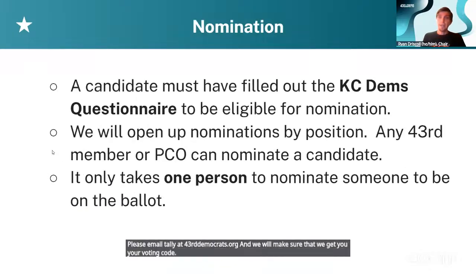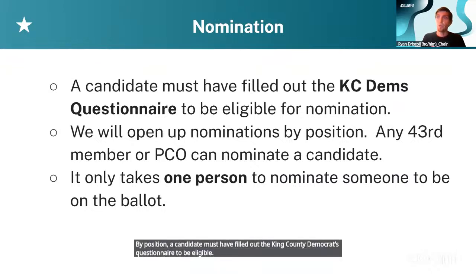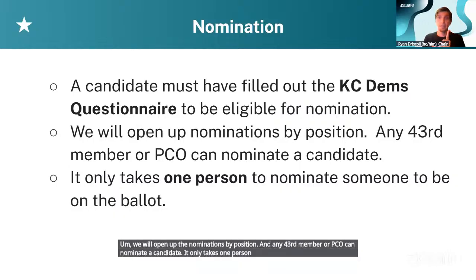In order for a candidate to be nominated, so we will open up nominations by position, a candidate must have filled out the King County Democrats questionnaire to be eligible. We will open up the nominations by position, and any 43rd member or PCO can nominate a candidate. It only takes one person to nominate someone to be on the ballot, so there doesn't have to be a second for someone to get on the ballot.